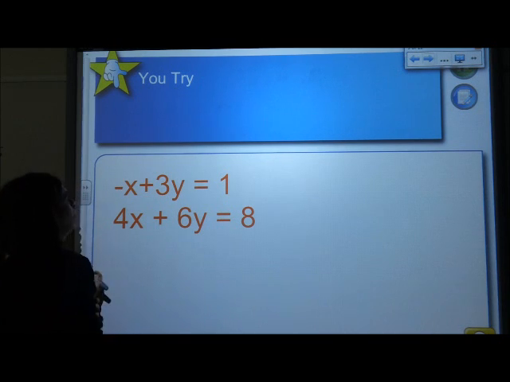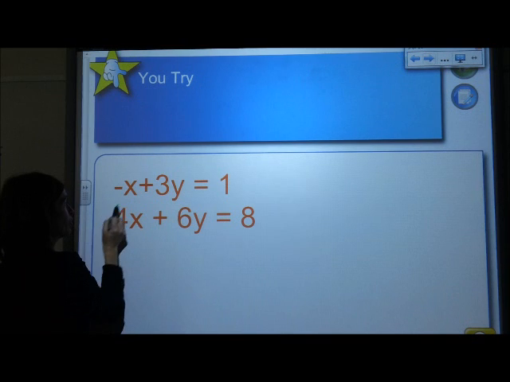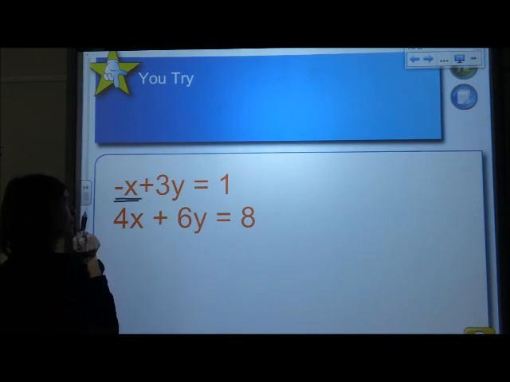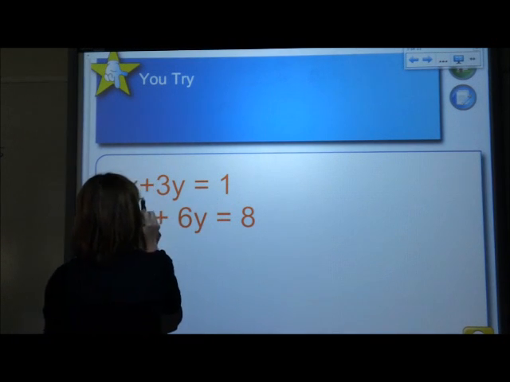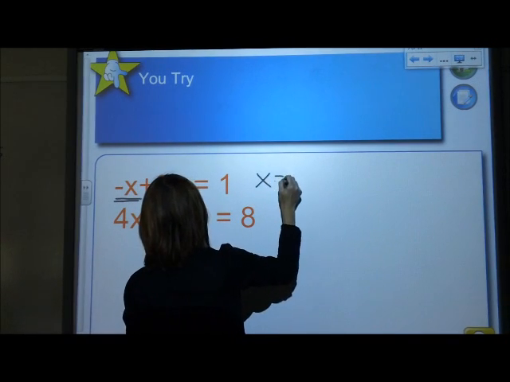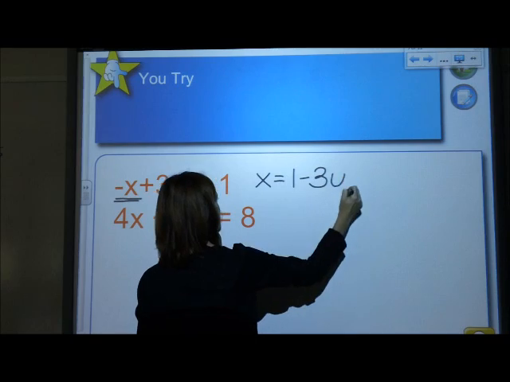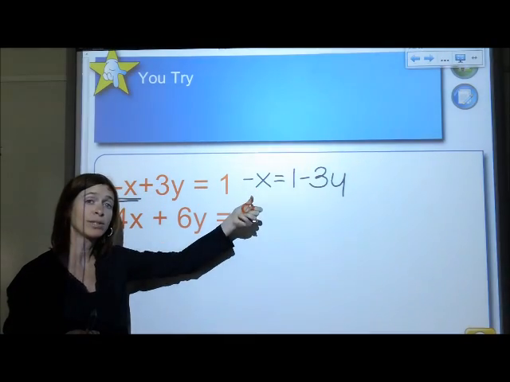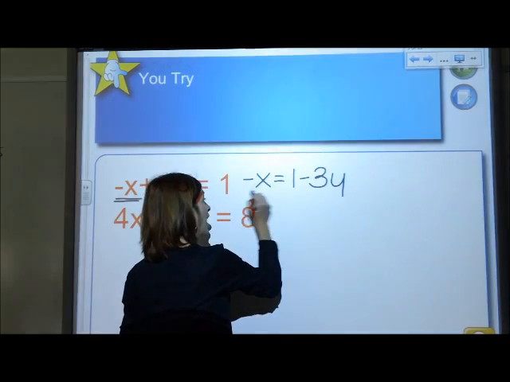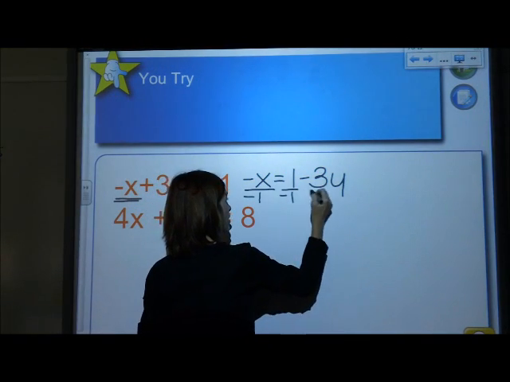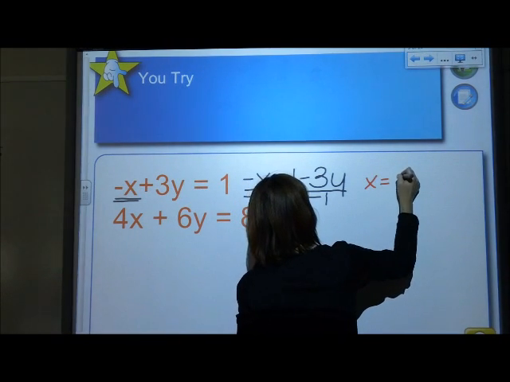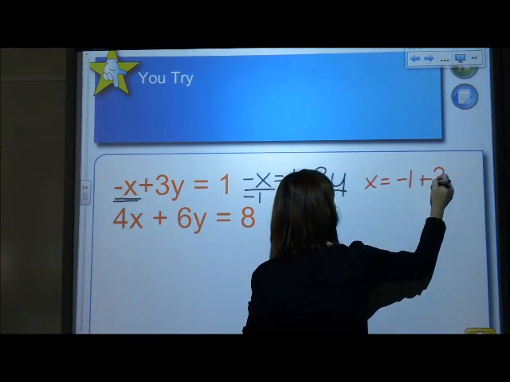Yes, pausing. All right, so I'm going to solve for one of the variables. So I'm going to look for the one that has a coefficient of 1. I see that it does right here. Okay, but I'm going to actually solve for it, and I'm going to get x equals 1 minus 3y. I'm sorry, negative x equals. Well, we don't want to solve for negative x. We want it to be just plain old x. So I'm going to divide everything by negative 1. And that's going to give me x equals negative 1 plus 3y.